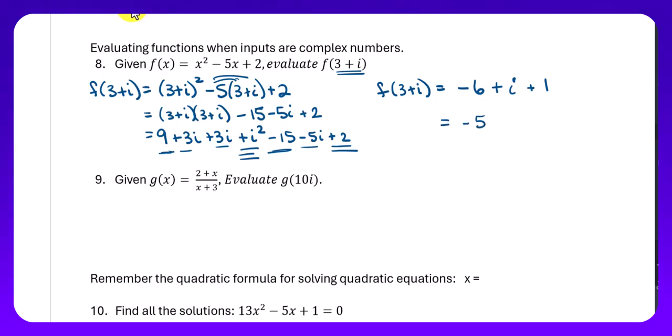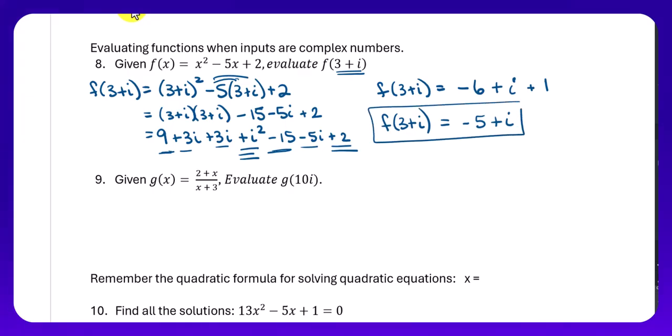So -5 plus i is what we get in the end. f of 3 plus i. There we go. Okay.